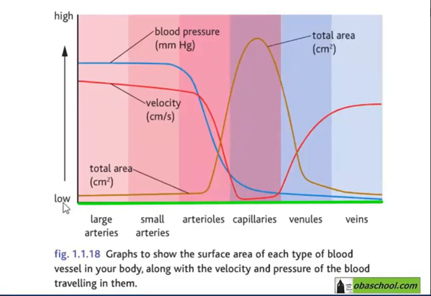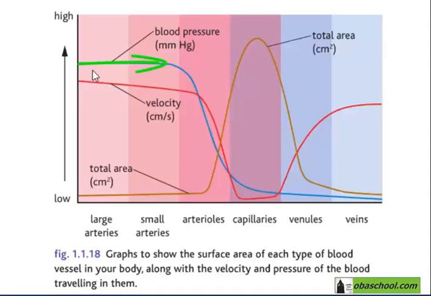So here on the x-axis are the different blood vessels. We start with the large arteries, then we have the small arteries. They branch into smaller arteries. The small arteries will branch into arterioles. Arterioles branch into capillaries. Then capillaries fuse together after leaving the exchange surfaces and the body tissues into venules. And then the venules fuse into veins and we go back to the heart.